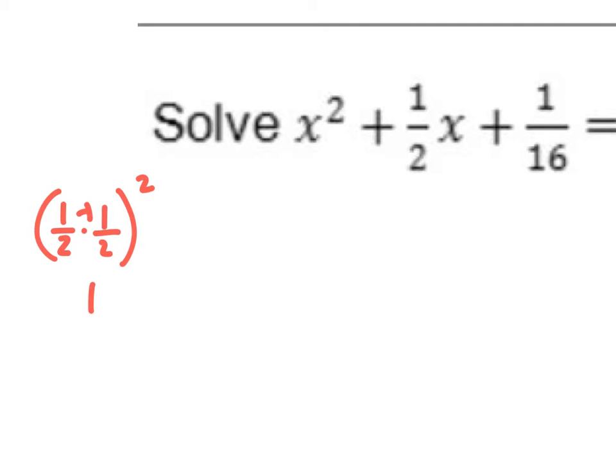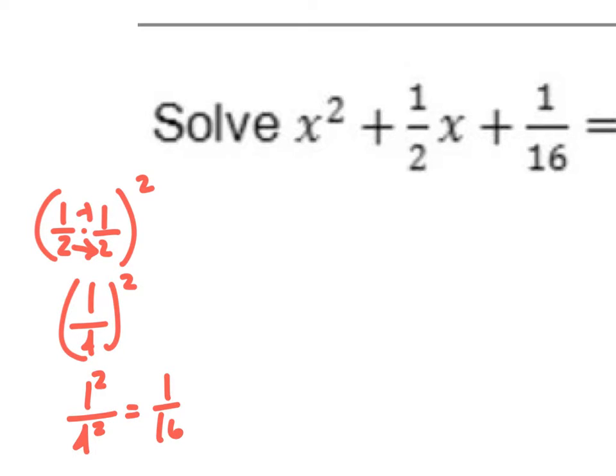1 times 1 is just 1. 2 times 2 is 4, and I take that and I square it, all right? And so when I do that, this 1/4 and square it, that's going to be 1 squared over 4 squared, and so that's just going to give me 1/16, okay? So I take this number, I divide it by 2, and then I square it to get this last number.